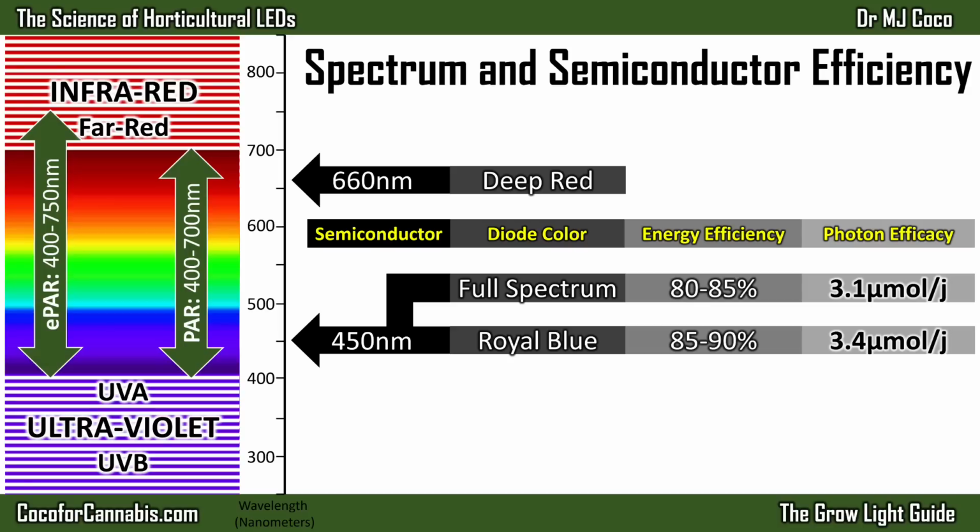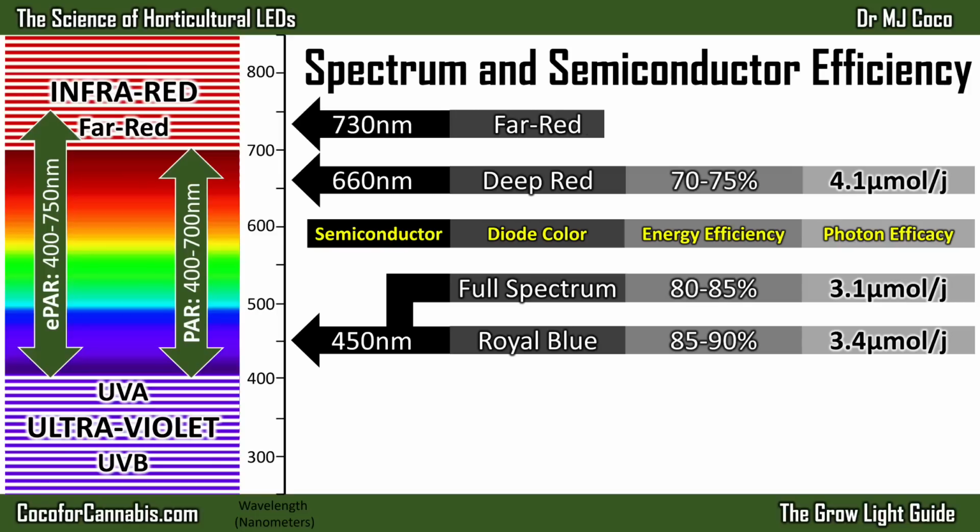Now, the red 660 nanometer semiconductors are not as efficient as the blue 450 nanometer semiconductors in terms of energy conversion. The best 660s now are between 70 and 75% efficient. However, compared to the blue 450s, the red 660s actually have higher photon efficacies. The 660 nanometer semiconductors can get up to 4.1 micromoles per joule. They have more photons per joule despite having less energy efficiency, and this is because red photons have less energy than blue photons. The 730 nanometer semiconductors are even less energy efficient. They get between 65 and 70% efficiency. But 730 nanometer photons have even less energy, so there are actually more of them.